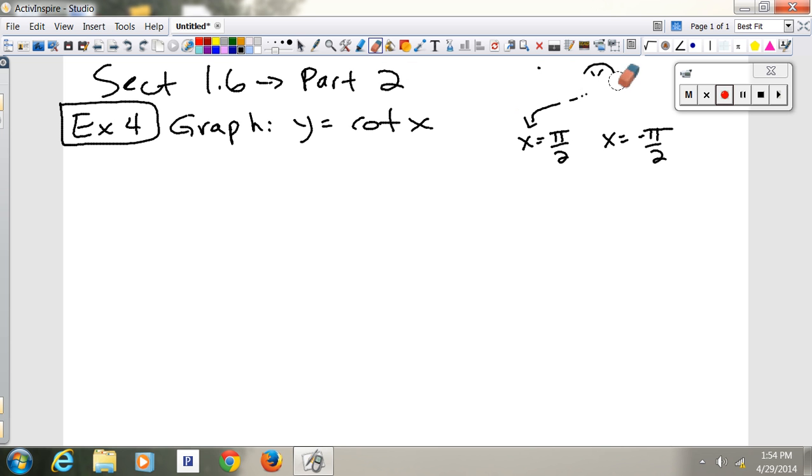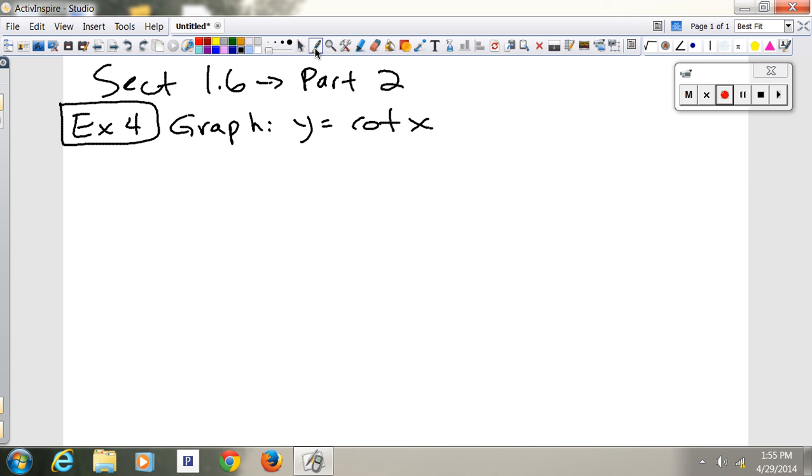Now as we move to the cotangent curve, the cotangent curve is not pi over 2. Because look at the cotangent. Where is it undefined? Right at the top at 0, isn't it? And as you go down that column, it's also undefined at pi. It's also undefined at 2 pi at the bottom, which is also a 0 if you look at your unit circle.